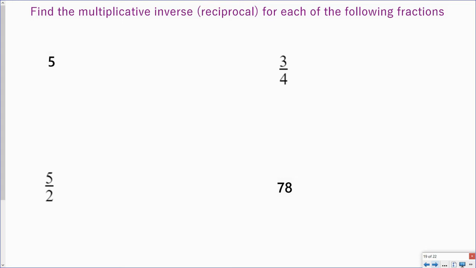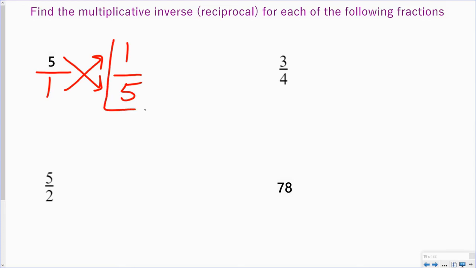So let's take a look at some numbers here, or some fractions, and find the reciprocal or multiplicative inverse of each one. So here, the first one, I start with a whole number. Whole numbers are fractions over 1. So that means I'm going to take my 1 and make it the numerator, and I'm going to make my 5 the denominator. So my reciprocal then would be 1/5.